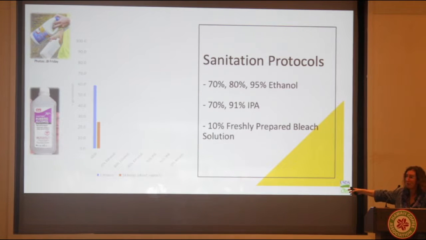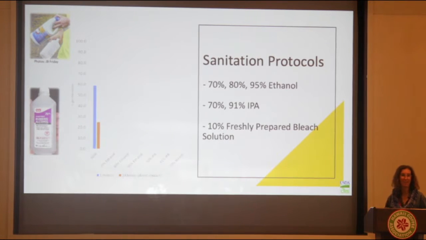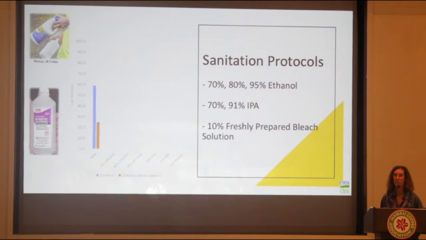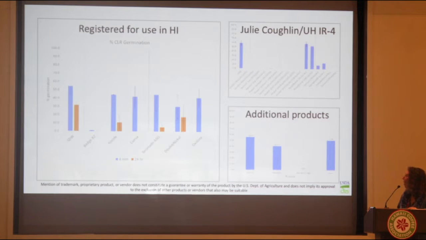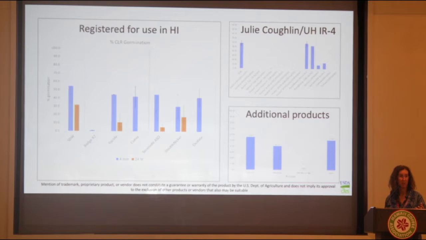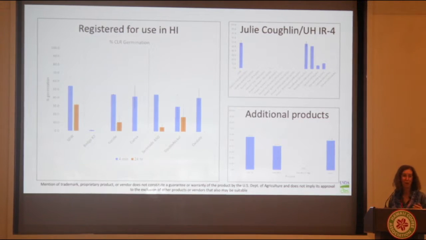You want to see no color to show that, yes, 70% and higher alcohol is super effective at killing spores, and so is a freshly prepared 10% solution of bleach. Okay? We've partnered with Julie to get a glimpse of her field trials and what it would look like and how effective the products are, particularly the systemics at killing spores. Also, for what was registered for use, we wanted to see how that would look.